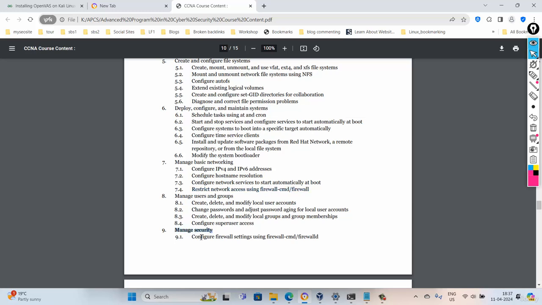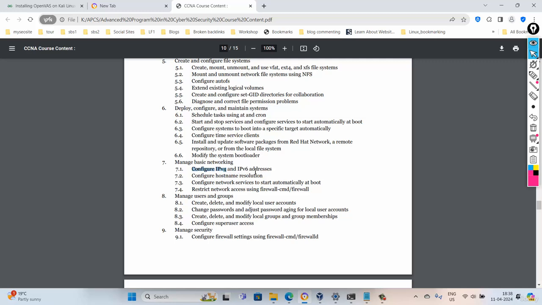There we will cover how to configure the firewall settings using the firewall-cmd command, or firewalld. Okay, here only one thing we will cover, restricting network access using firewall-cmd. That is the reason we will cover the firewall in the manage security module. Got it? So let's start first by configuring IPv4 and IPv6.